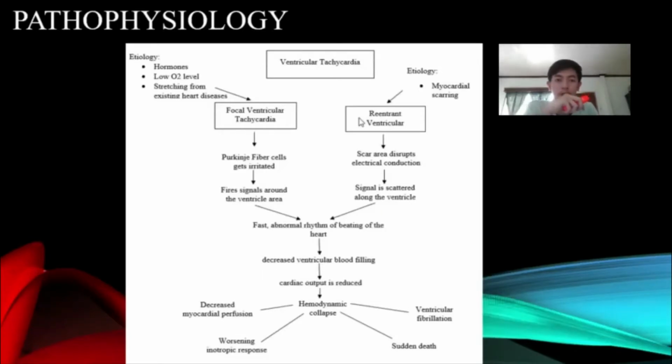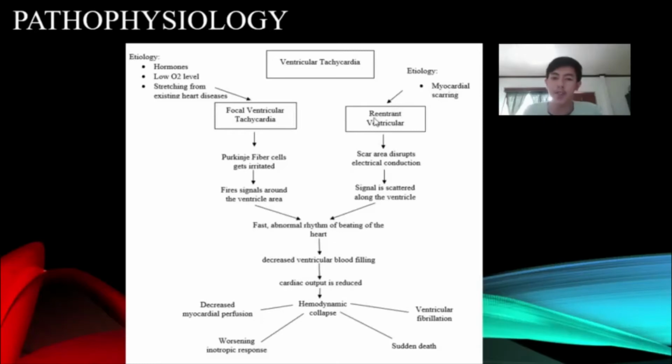For the pathophysiology of ventricular tachycardia, we must consider the etiological factors resulting in two types of VTAC. First would be focal ventricular tachycardia, which comes from hormones, low O2 level, and stretching from existing heart diseases, which results in Purkinje fiber cells getting irritated due to these etiological factors. They then fire signals around the ventricular area, causing the heart to beat fast in an abnormal rhythm.